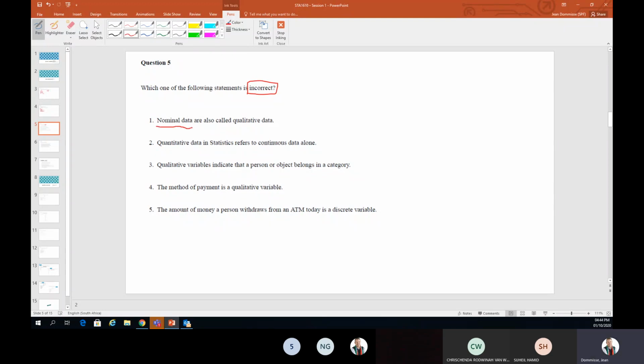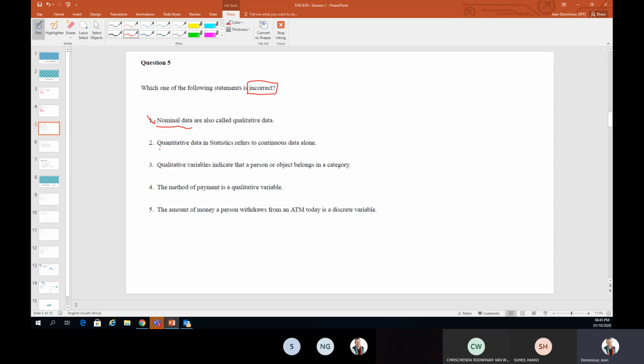What I like to do, and you will see from the notes that I made, which I will share again later in my summaries, is this. I think it's very nice when you have that summary next to you or pasted against the wall. When you get to this question, you can look at that summary and see if you can eliminate. So from my summary, I know that a nominal variable is a qualitative variable. So that one is correct.